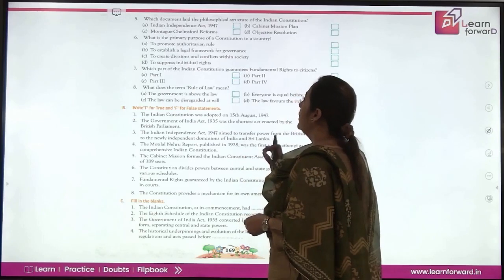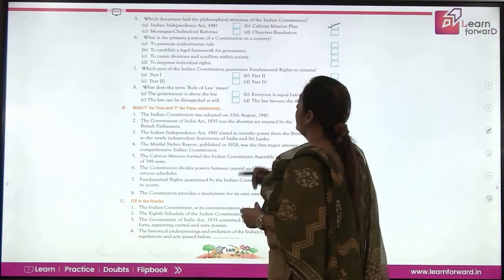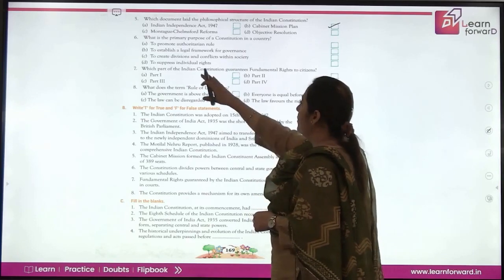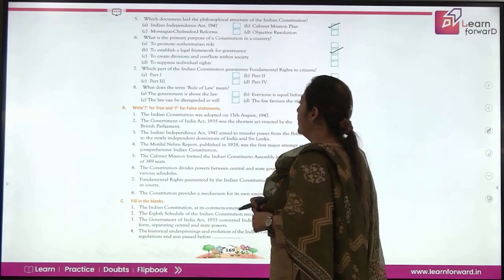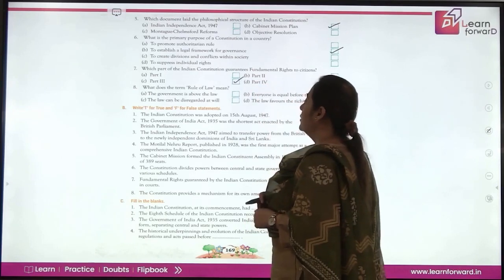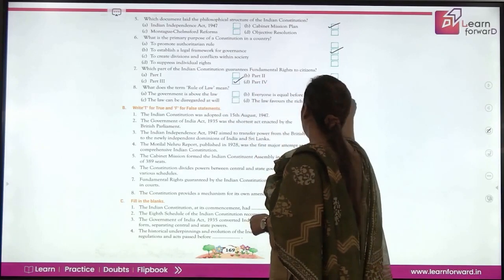Which document laid the philosophical structure of the Indian Constitution? That is the Cabinet Mission. What is the primary purpose of a constitution in a country? To establish a legal framework for governance. Which part of the Indian Constitution guarantees fundamental rights? It is part number 3. What does the rule of law mean? Everyone is equal before the law.